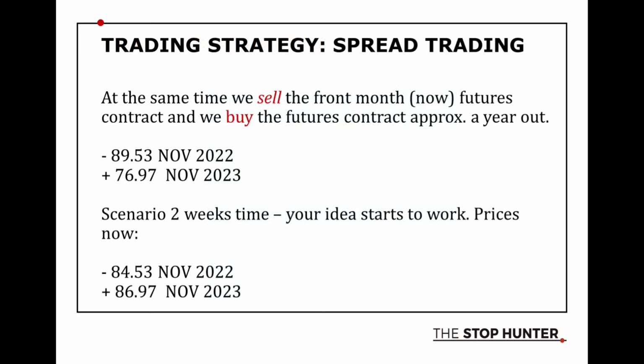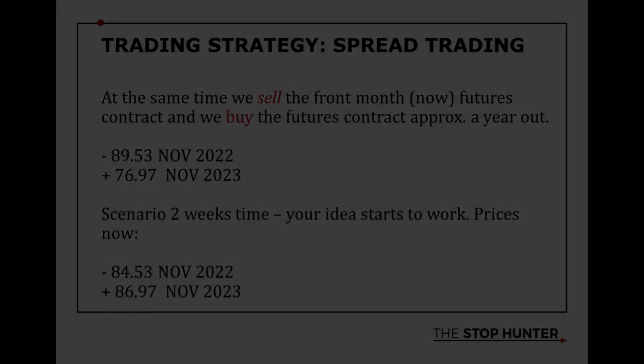Again, this is a very obviously created example. So what do we do? Right, around our point of view, we sell the front month futures now and we buy the futures contract further out. In this example, we're going for a year out, so the prices are November 2022 at 89.53, with the negative sign there because we're selling, and 76.97 for November 23, positive sign there because we are buying. Now in 2 weeks' time, the prices have gone down at the front to 84.53 and up $10 to 86.97 for the November 23 contract.